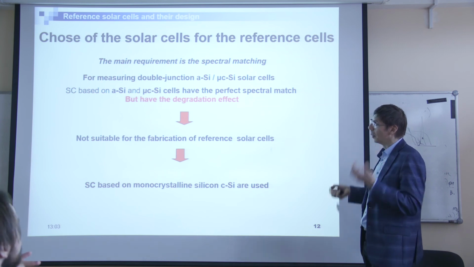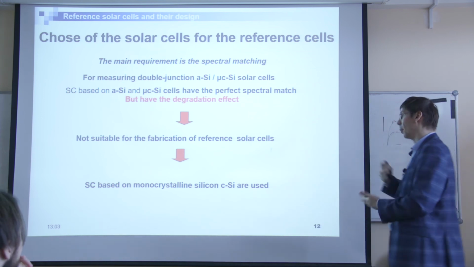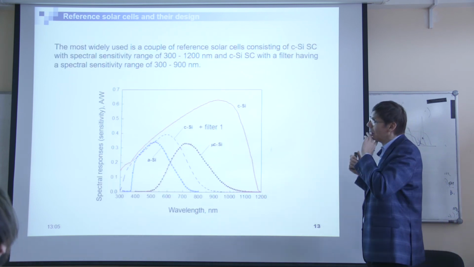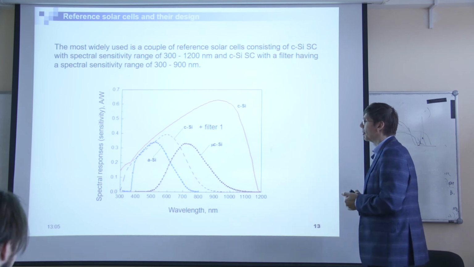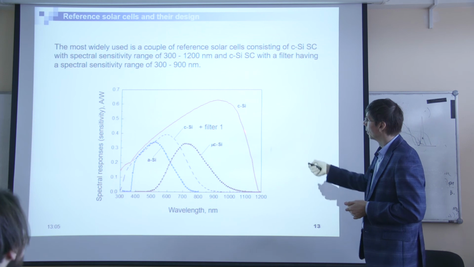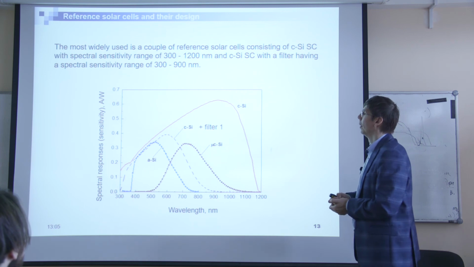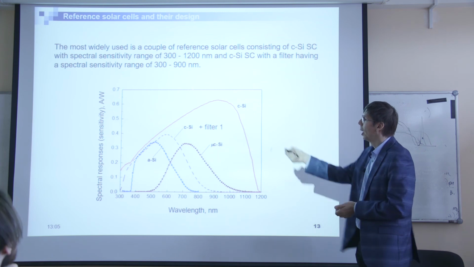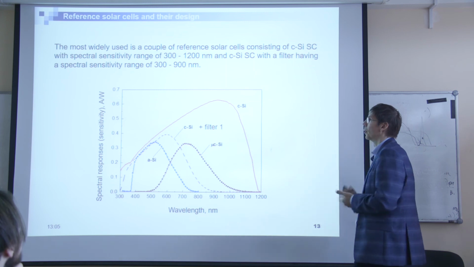Therefore, we have to think about more stable material like crystalline silicon, the most available and stable. But what can we do? The simple solution is microcrystalline silicon. For this spectrum we can use just a crystalline silicon solar cell, a reference solar cell, and for amorphous silicon we have to cut this part of the spectrum, you see, using some optical filter.